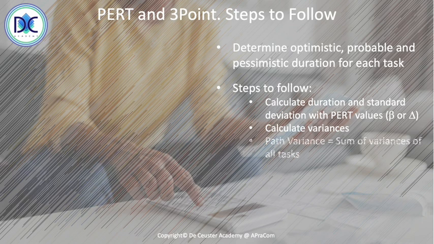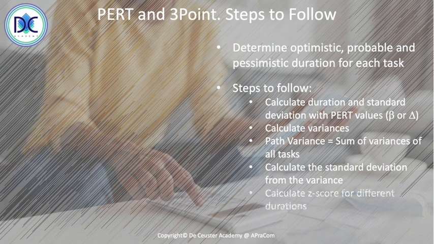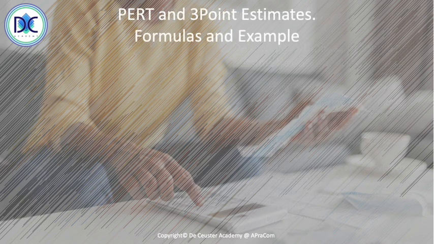We calculate the variances of the activities on the different paths. We look at the path variance, which is the sum of the variances of all tasks on that specific path. We calculate the standard deviation from the variance, and for those who forgot, the standard deviation is obtained by taking the square root of the variance. Then we calculate the z-score for different durations, and we draw the S-curve.